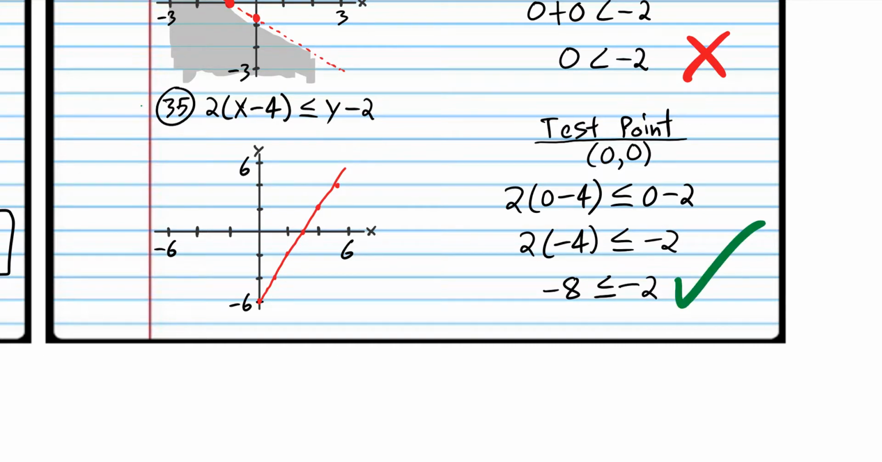So that means we're going to shade the side that this point is on, which is this side over here. So we just shade all that in. It doesn't have to be perfect, just so that people know that it's this side of the line. So if you drew this graph, good job.